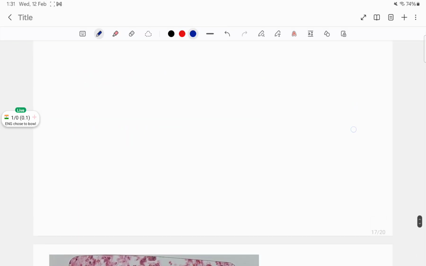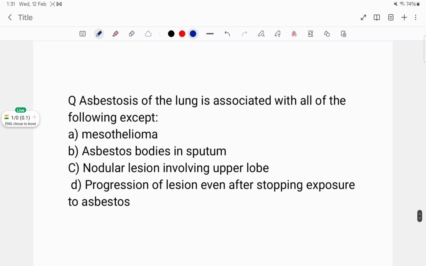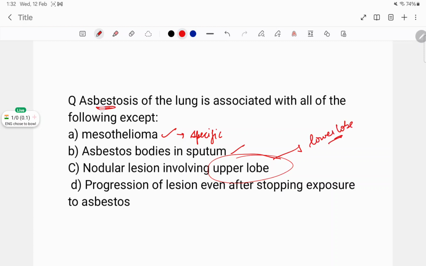Now let's come back to the question. Asbestosis of the lung is associated with all of the following except. Yes, it is associated with mesothelioma. It is more specific. Asbestos bodies in sputum, yes, it is seen. Nodular lesion involving upper lobe, no, it involves lower lobe. Asbestosis will involve lower lobe.